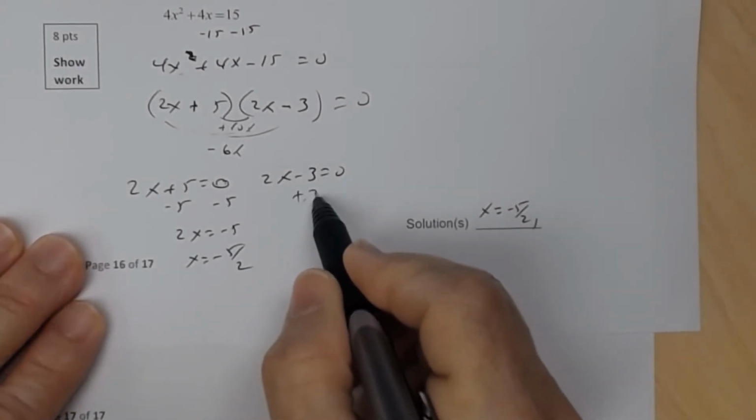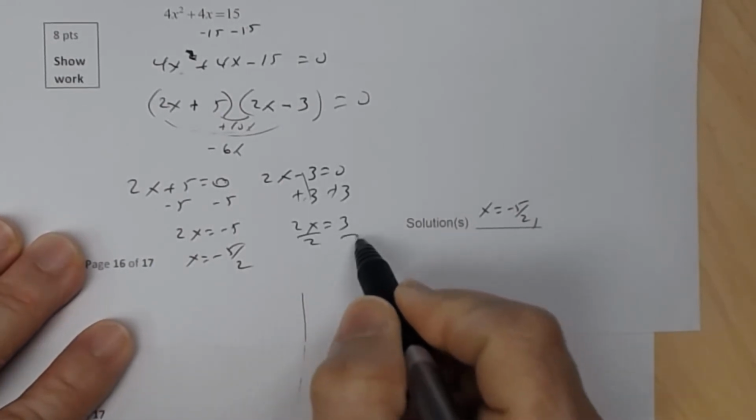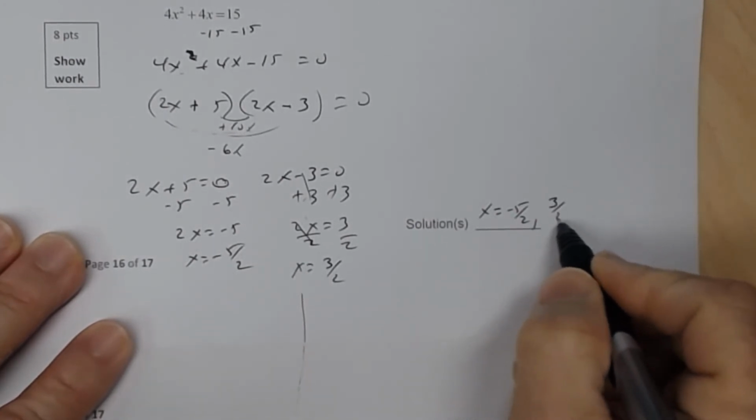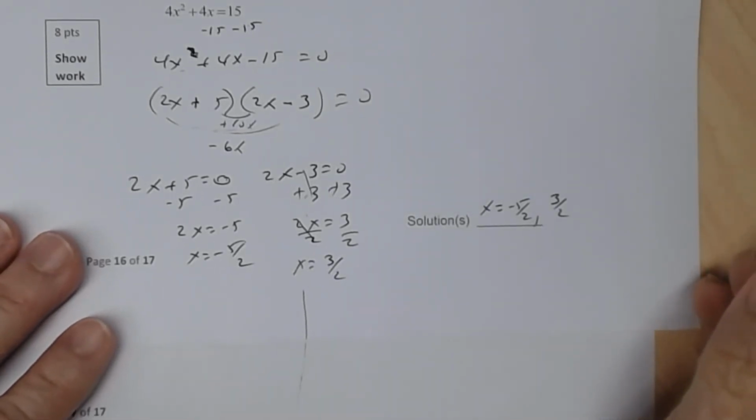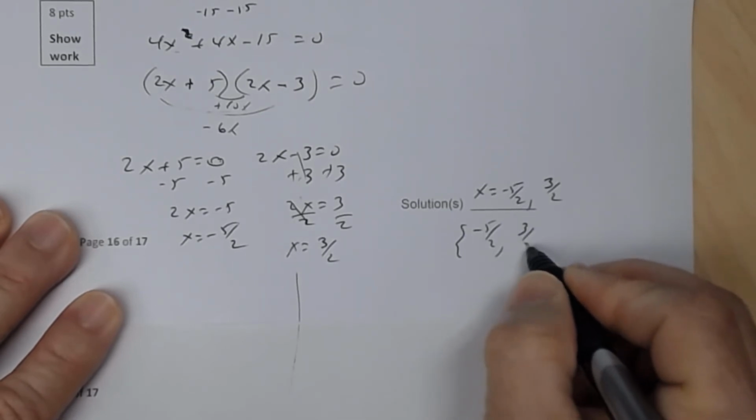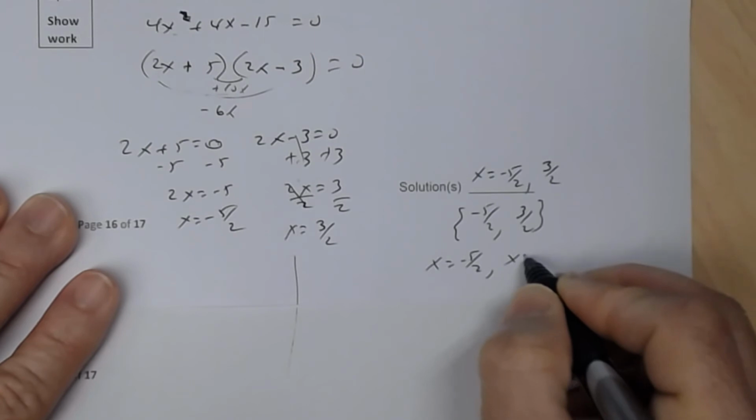Your other solution, you're going to add 3 to both sides. So I get 2x equals 3, divided by 2. The other solution is 3 halves. So those are your solutions. So x equals negative 5 halves, comma, 3 halves. Or you could have written it as a set, negative 5 halves, comma, 3 halves. You could have said x equals negative 5 halves, comma, x equals 3 halves.